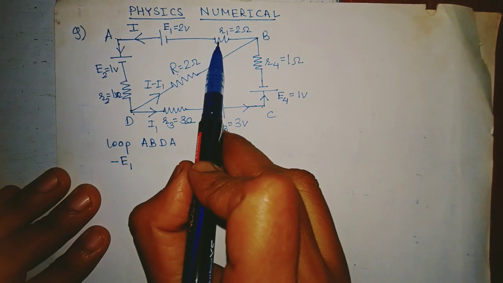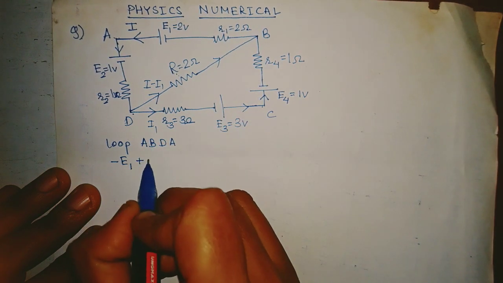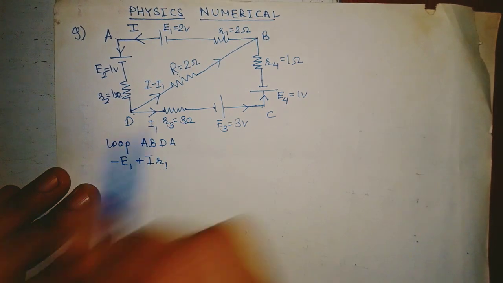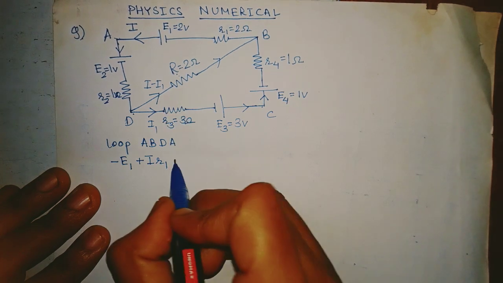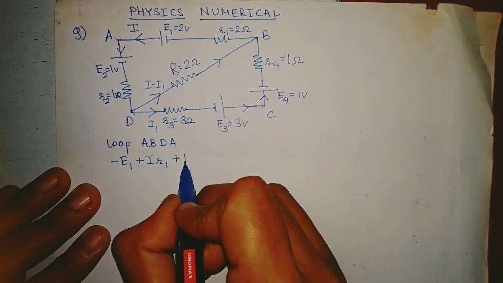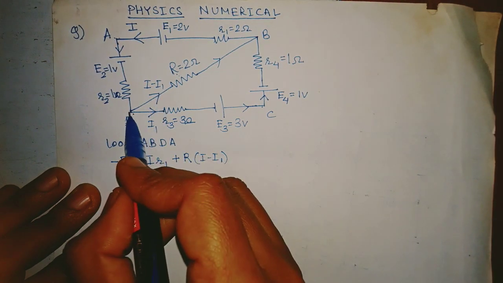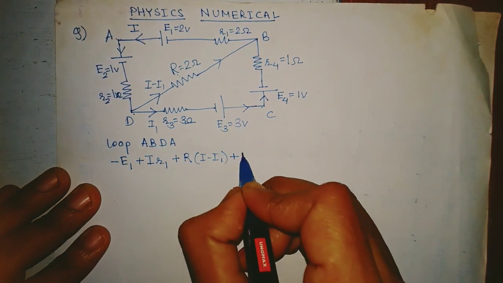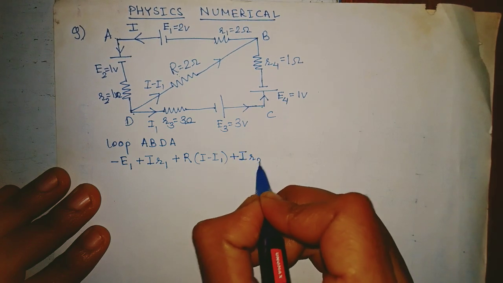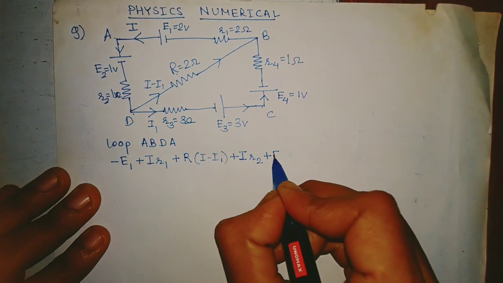Moving forward, we are moving against, so this product will be positive I R1. Again we are moving against the direction of the current, so this product will be positive R into I minus I1. Then again we are moving against the direction of the current, so I R2, and last thing is E2, negative to positive, it is positive.